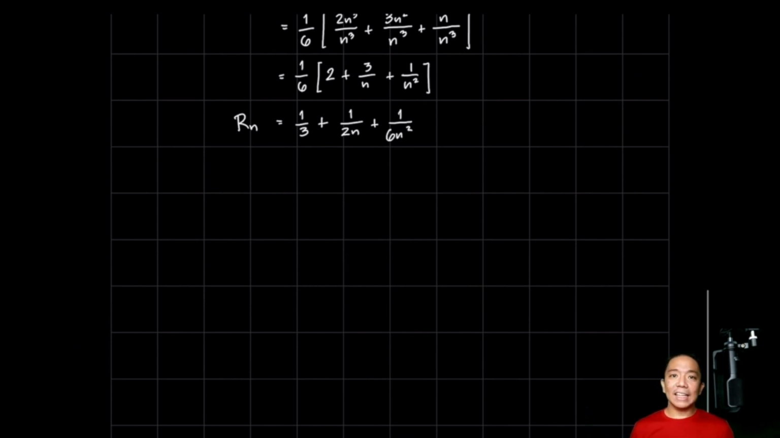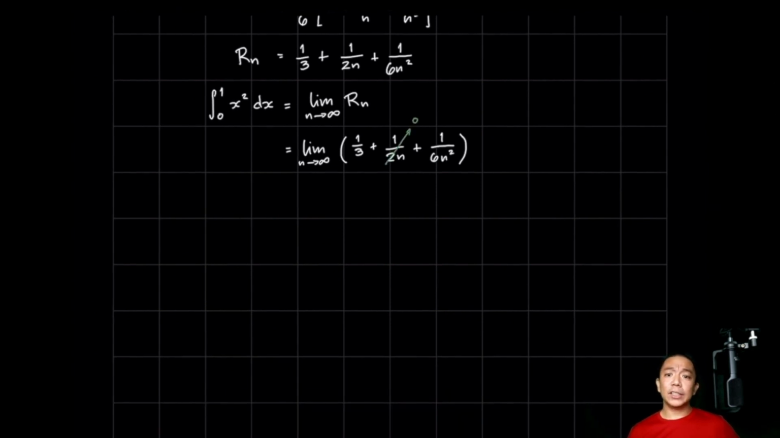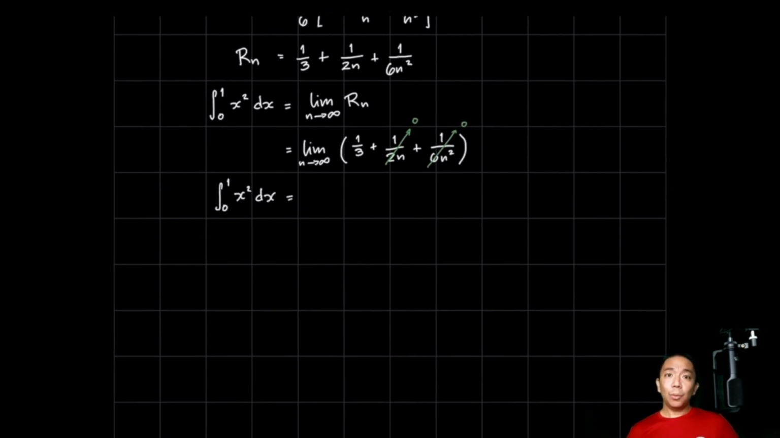So, let's recall that the definite integral is the limit of the Riemann sum as n approaches infinity. This will be equal to the limit as n approaches infinity of 1/3 plus 1 over 2n plus 1 over 6n squared. But let's go back sa math 5 natin, and ano ba yung nangyayari if we take the limit ng isang fraction na yung denominator niya nag-a-approach ng infinity? Then that whole fraction, that whole expression will approach 0. So our second and third terms will approach 0, and the limit of 1/3 is 1/3, so we'll just get 1/3. Or we'll get that the definite integral from 0 to 1 of x squared is equal to 1/3.